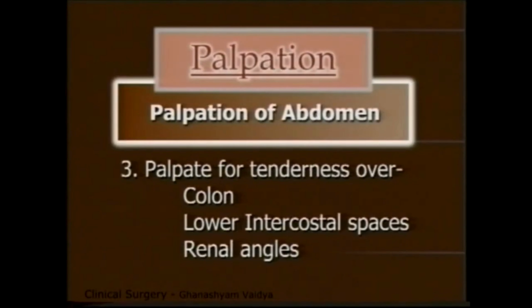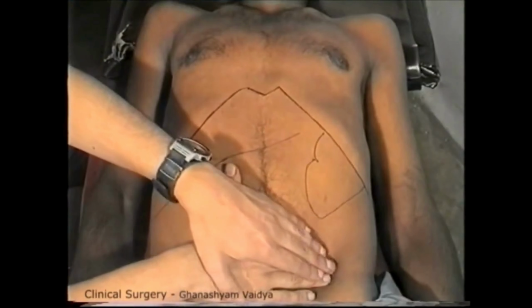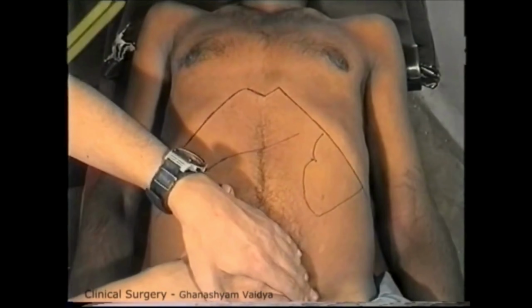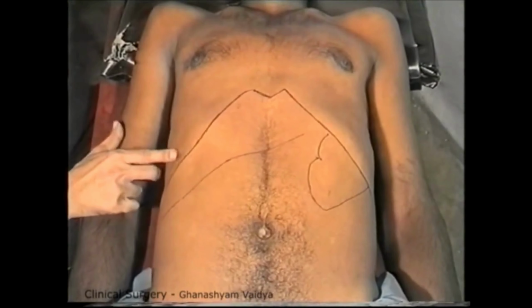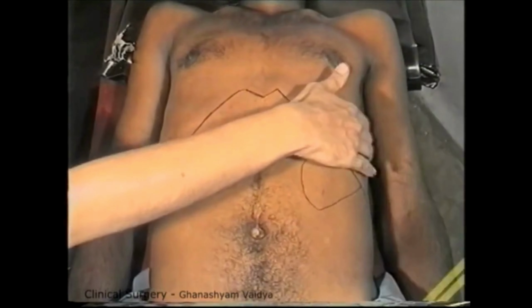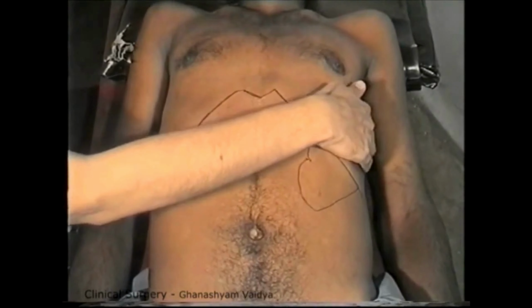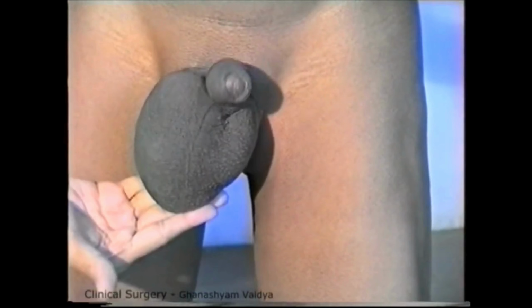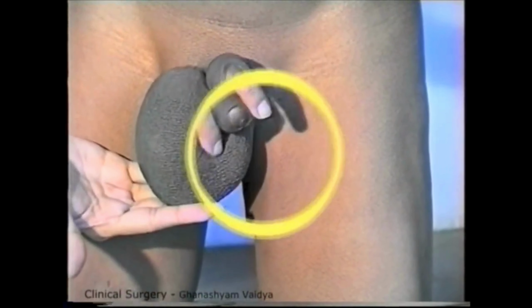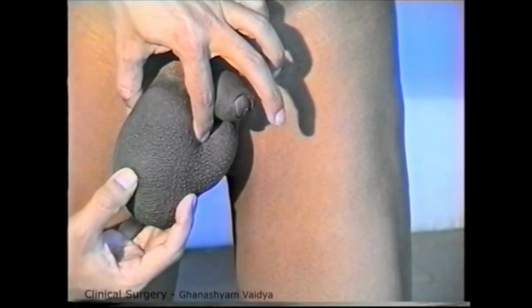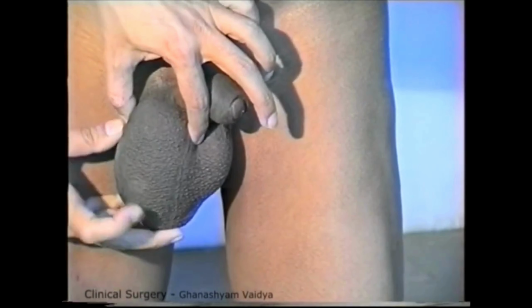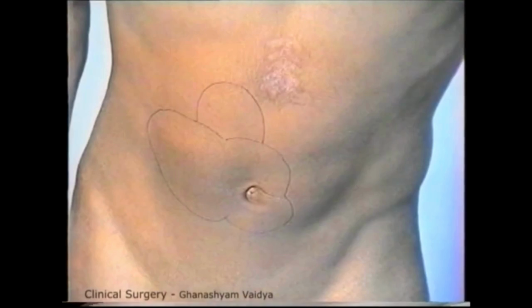Next, palpate the rest of the abdomen for any abnormality. Look for colonic tenderness in the flanks and intercostal tenderness over the lower chest on both sides. Then palpate the scrotum, looking for testicular tumor. Test for presence of testicular sensations. Note the right testicular swelling in a patient who presented for an epigastric lump.